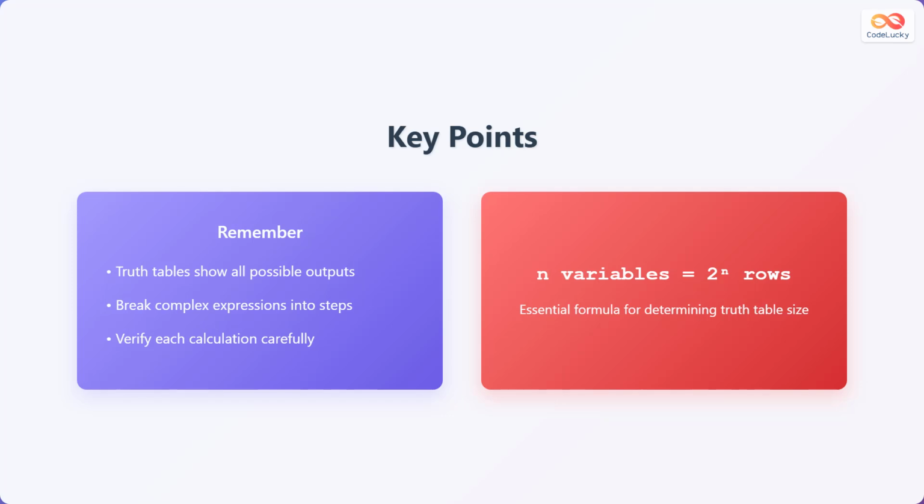Let's recap the key points. Always remember that truth tables show all possible outputs for a given expression. Break down complex expressions into smaller, more manageable steps. Verify each calculation carefully to ensure accuracy. Also, keep in mind the formula that n variables equal 2 to the power of n rows, which is essential for determining the size of your truth table.